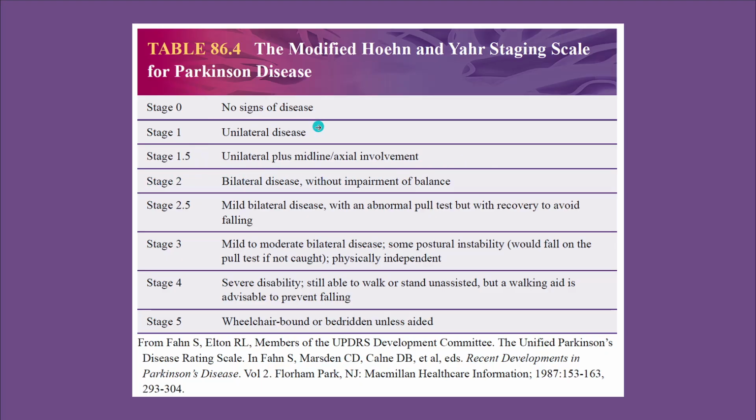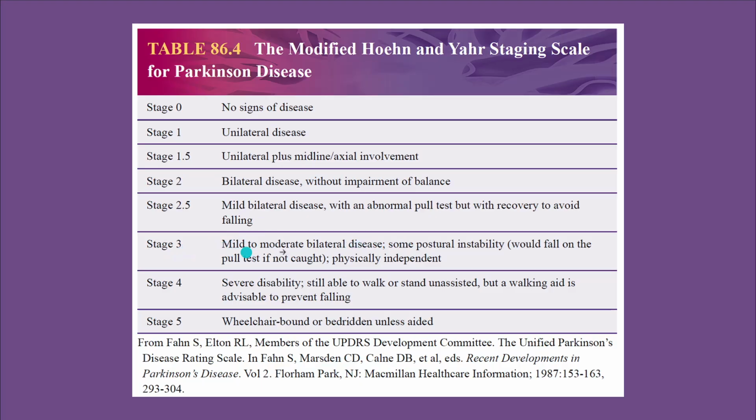Stage 2 is when it becomes bilateral, but there is no impairment of the balance. So that's how you differentiate these two. 1.5 has axial involvement, 2 doesn't. I mean, they could balance. Stage 2.5, there is a mild bilateral disease, normal pull test, which is the loss of postural reflexes, and there's still recovery to avoid falling. So that could be the festinating gait, freezing gait or something.